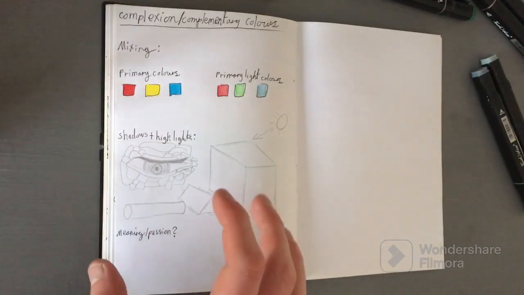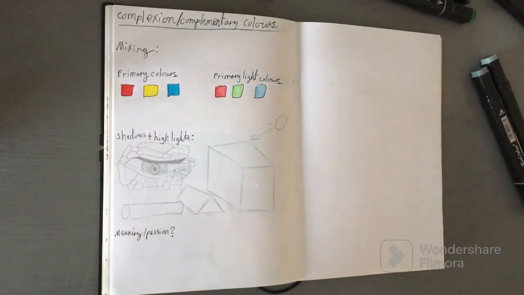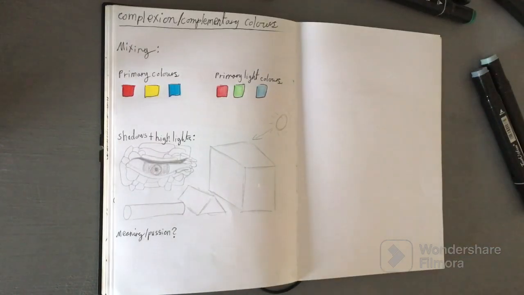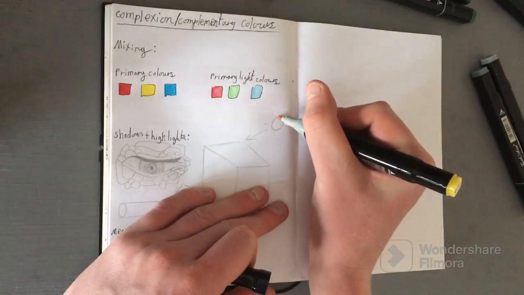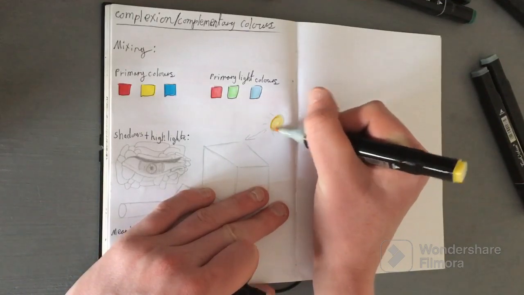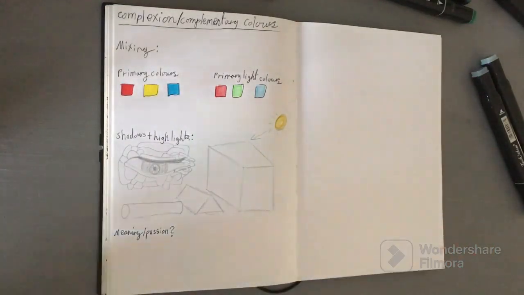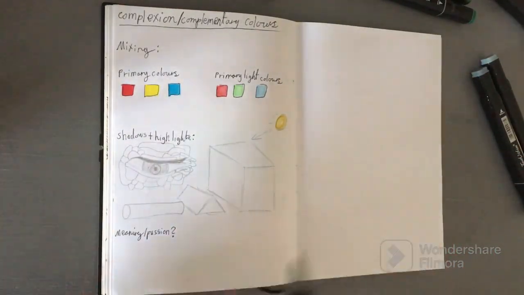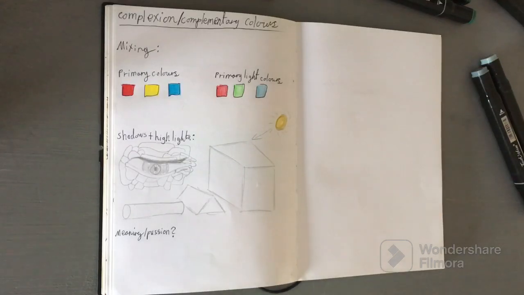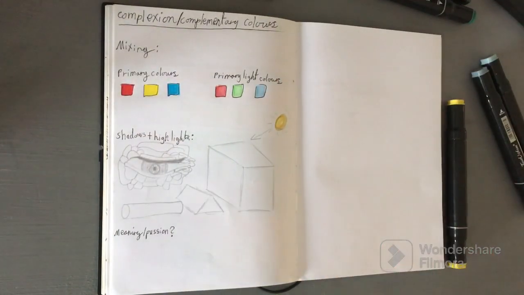So I've got a couple shapes here, and as you can see I've drawn a sun up this way. I'm using this as a representation for my lights, and if you have a directional light it's a lot easier to draw your shadows and highlights. So when you're doing a drawing, decide your directional light and then draw from that. If I was doing a cube like this, I would do this in a pink colour.